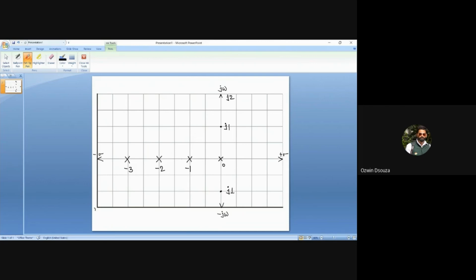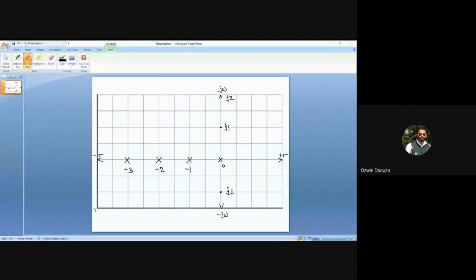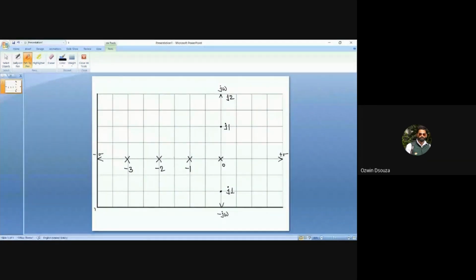Now what I will do, I will place the centroid. So centroid is located at minus 1.5. So minus 1.5 is here. Let me just mark that particular point and name this as centroid, which is equal to minus 1.5.